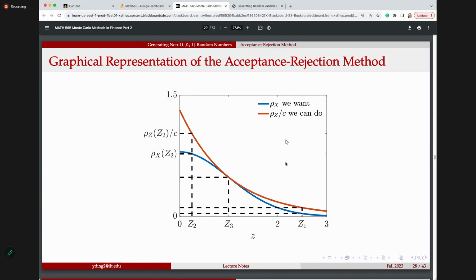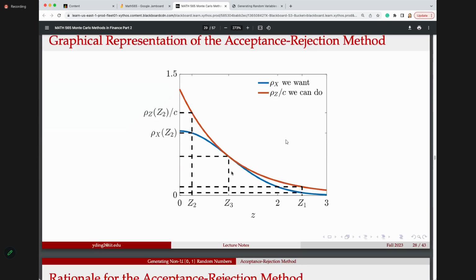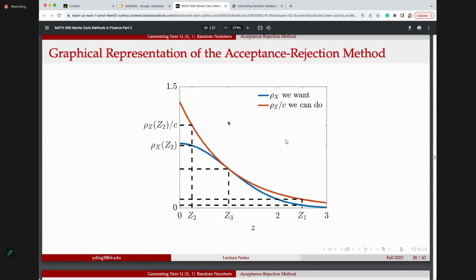But here I try to give you the idea, because if the ratio is larger, which means they're closer and closer, so this rho x will be considered closer and closer to this rho z over c, then you will have a high chance to accept it. Otherwise, if it's too far away, then the probability to accept will be smaller, but still it depends on the uniform random variable, and then you consider whether to accept it. I will show you some examples later.